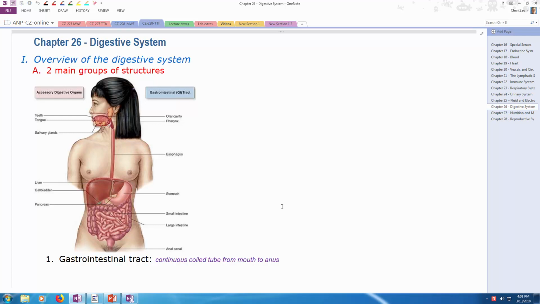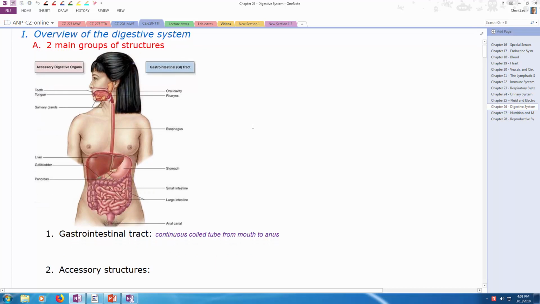As far as the digestive system goes, you guys are working on that in lab, and we have two ways that we can subdivide the digestive system, basing them upon whether it is part of the gastrointestinal tract, which is a tube from mouth to anus, and has the following structures associated with this: the oral cavity, the pharynx, the esophagus, the stomach, small intestine, large intestine, and anal canal.